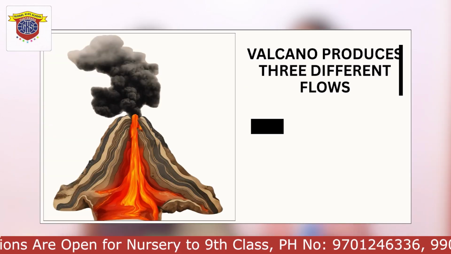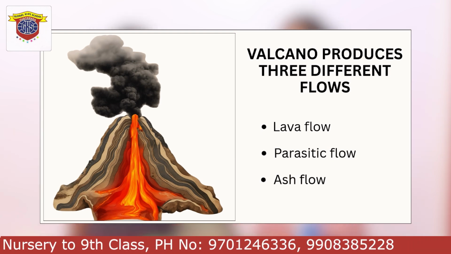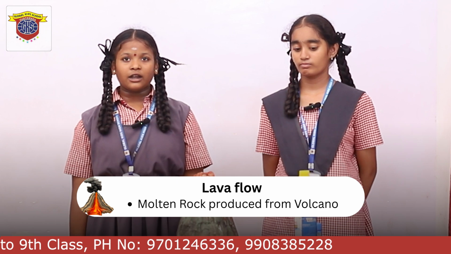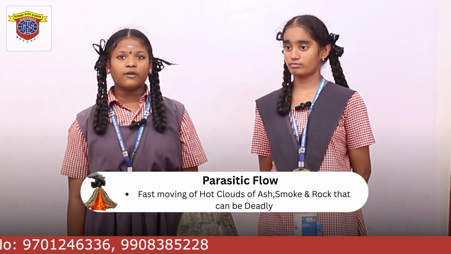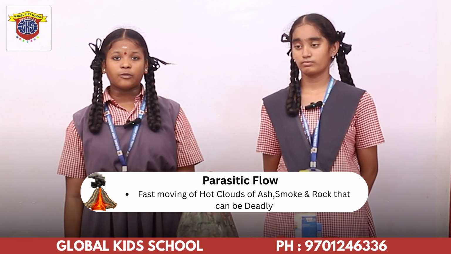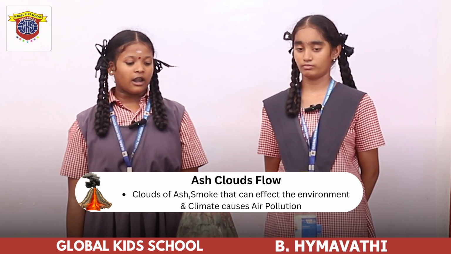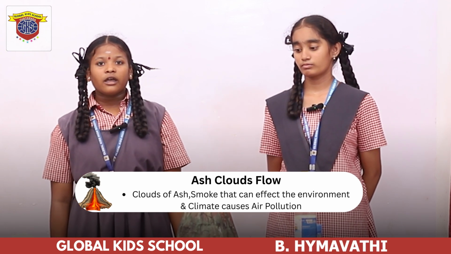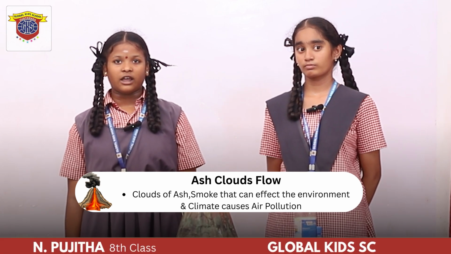A volcano can produce lava flows, pyroclastic flows, and ash clouds. Lava flows means molten rock that is produced from a volcano. Pyroclastic flows are fast moving hot clouds of ash, smoke, and rocks that can be deadly. Ash clouds are clouds of ash and smoke that can affect the environment and climate, and they cause air pollution.